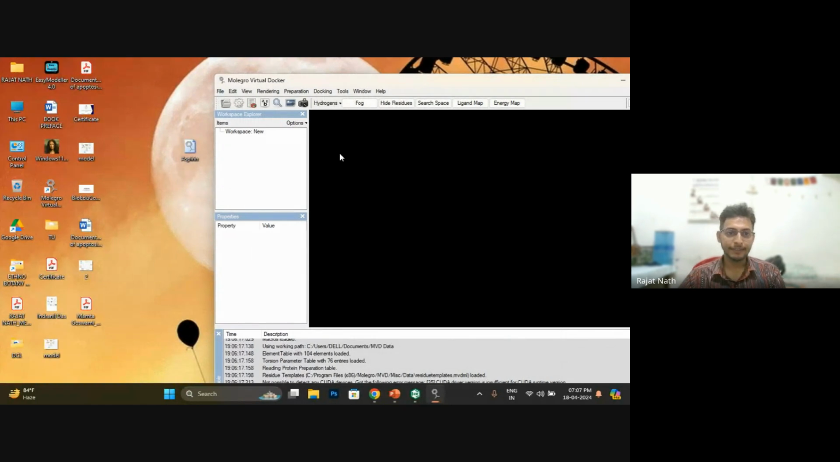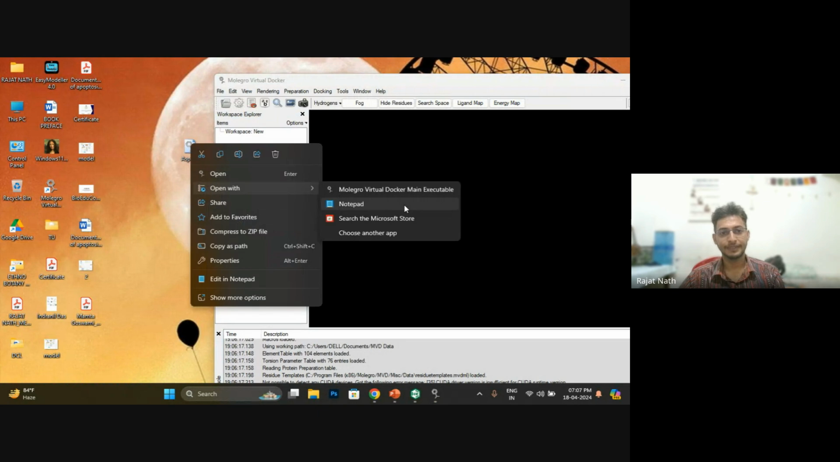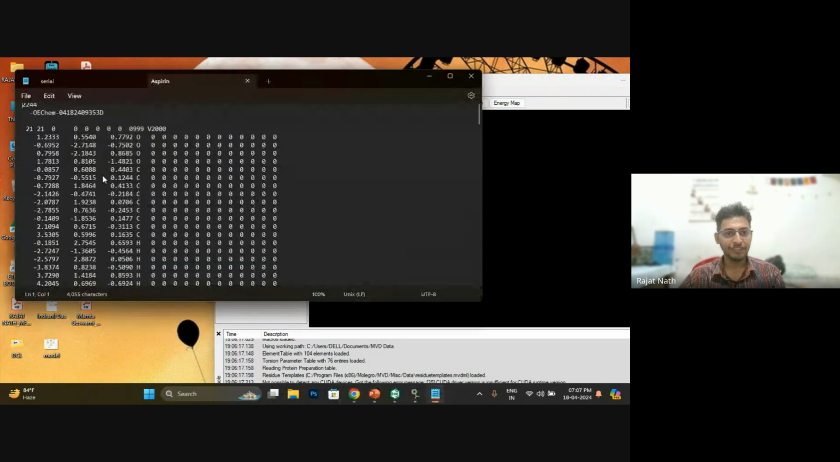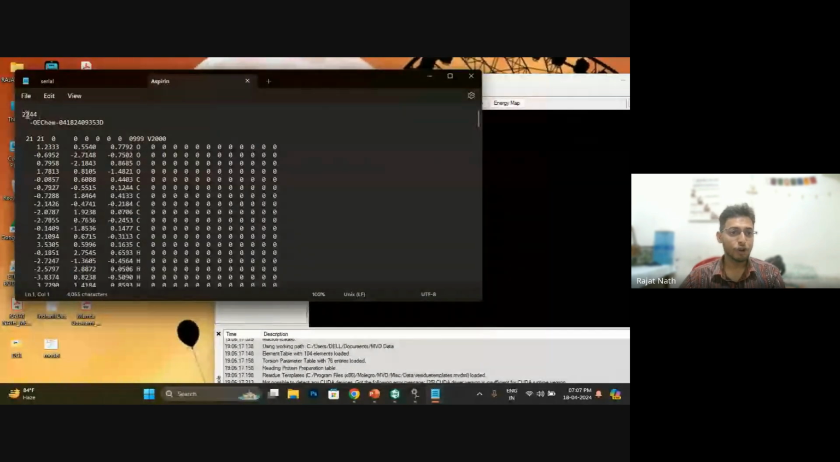For that, just right click this structure and go for open with Notepad. So this is the SDF format of my structure. In the topmost line, you can see there is written 2244. You just replace this word with the chemical name. But remember, if your chemical name has any space, you should avoid this space.